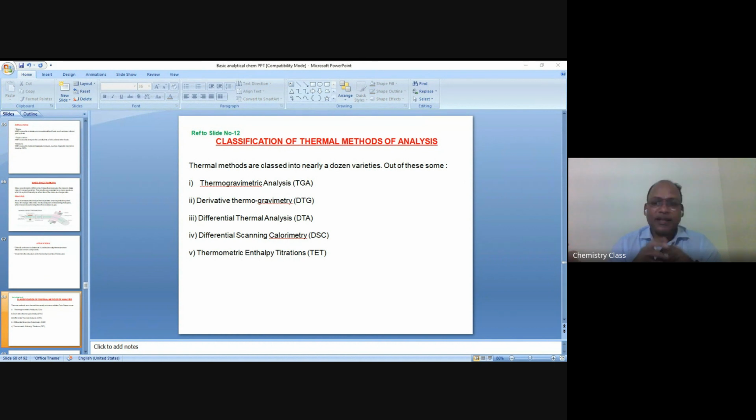Suppose you take one molecule and you don't know what its composition is. A graphing method is used. Suppose I take methanol, CH3OH. In methanol, the OH bond is there, and also there is a bond between carbon and oxygen.